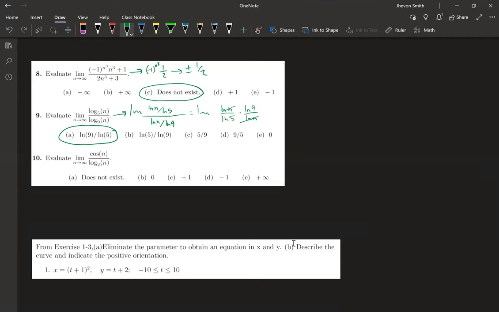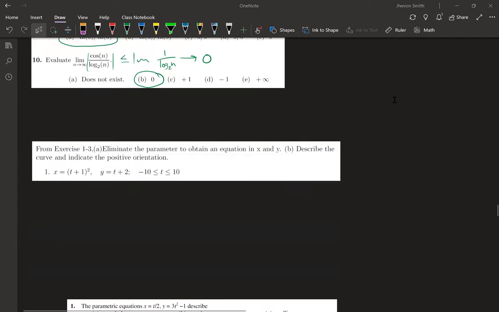Now, cosine of n in absolute values. If I take the absolute value of this, that is going to be less than or equal to 1 over log 2 of n, and that approaches 0. We had a theorem that if a sequence in absolute value approaches 0, then the original sequence approaches 0. So you can use a squeeze theorem here to determine that that limit is actually 0. At this point, problems like this might look complicated, but they really shouldn't take you a lot of time. It's a balance between knowing conceptual things versus actually going through the computations.